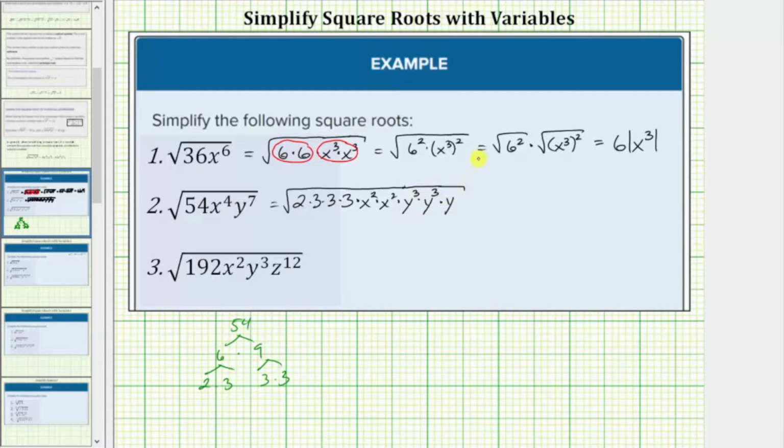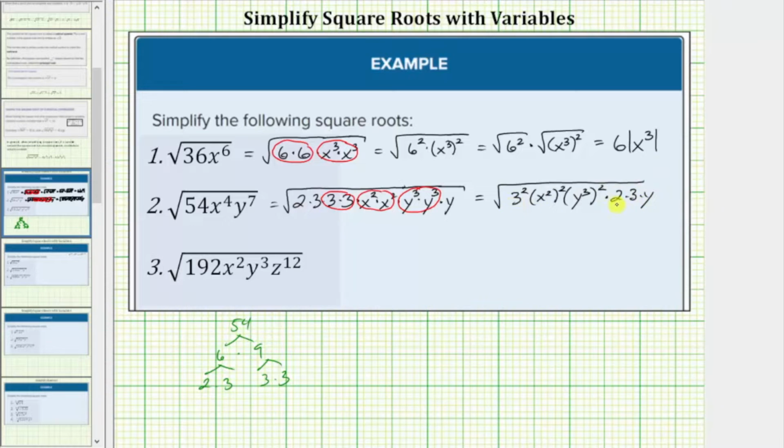Now let's circle the perfect square factors, which should be 3 times 3, x to the second times x to the second, as well as y to the third times y to the third. Let's go ahead and write this again, changing the order of multiplication and using exponents. Let's write this as 3 squared times x to the second squared times y to the third squared times 2 times 3 times y.